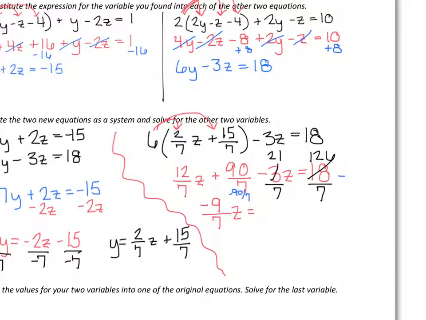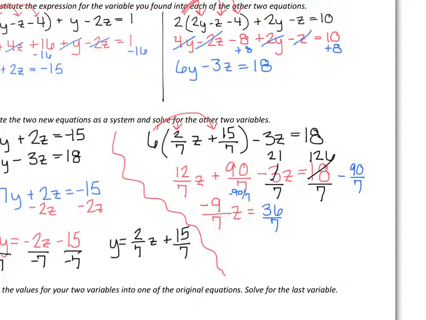Do we have to do fractions like this or not? No, and if you would have picked the other one and solved for z, it wouldn't have had fractions. It just kind of depends on what you pick. Okay, so what's 126 minus 90? 36 over 7. Whew, we're almost there.